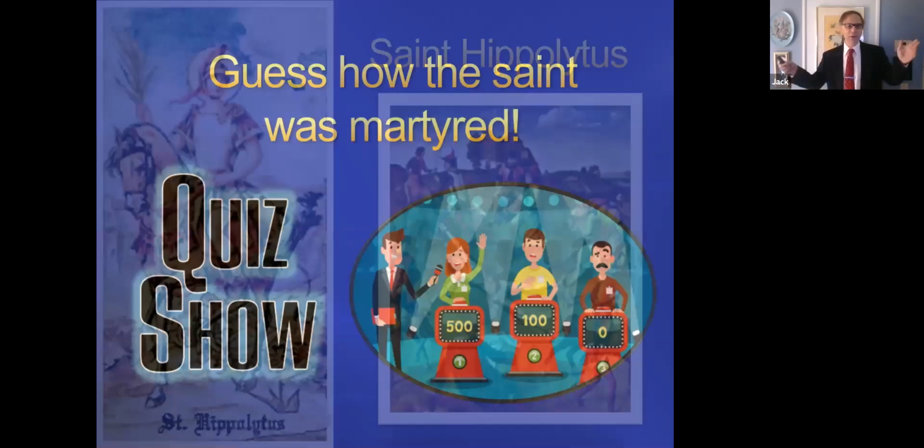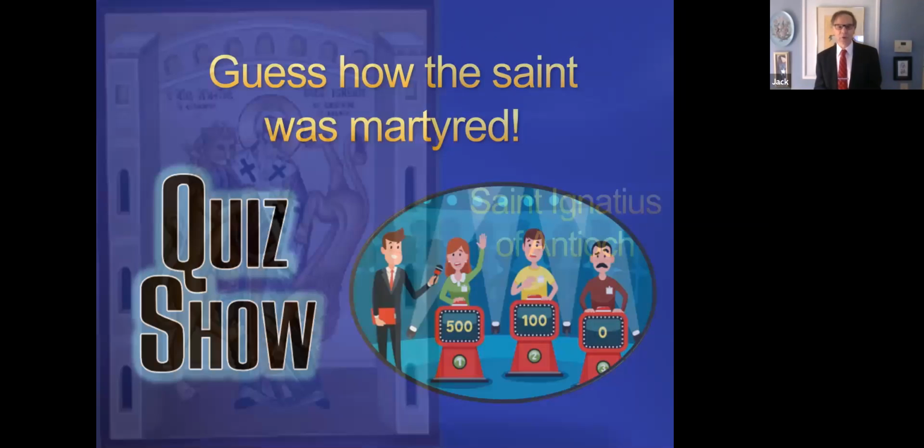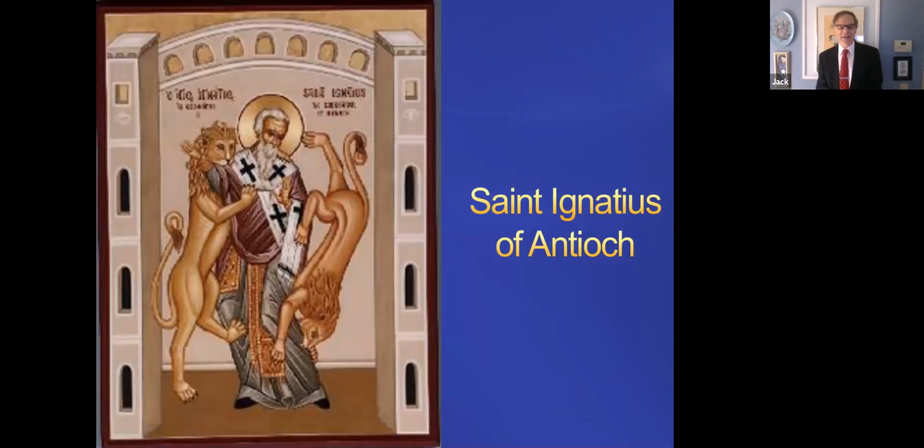So we could give you a little quiz show here, and let's see if we can guess how all these different saints were martyred. Okay, let's look at good old Saint Ignatius of Antioch. How do you think this guy met his end? Here's a lion chewing on his shoulder, another one biting into his kneecap. Of course, he was eaten by lions.